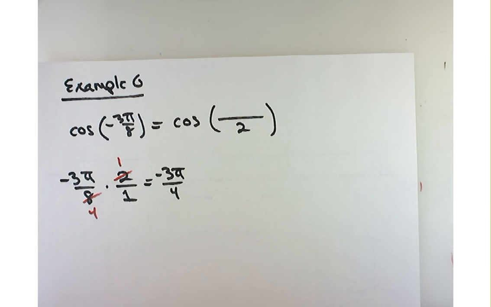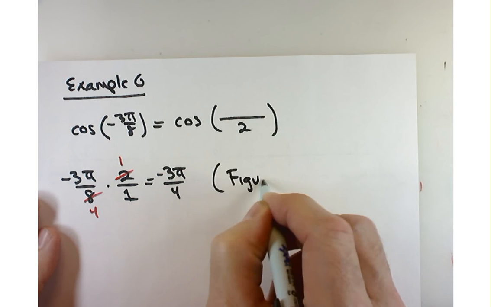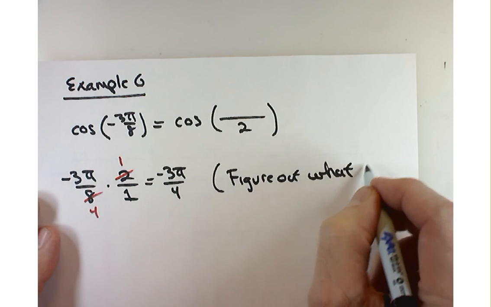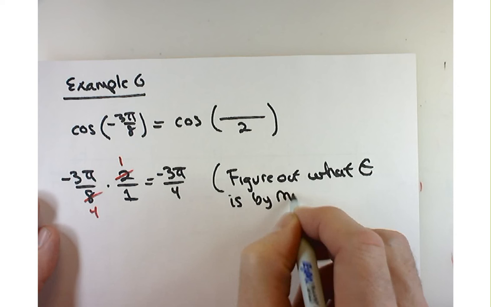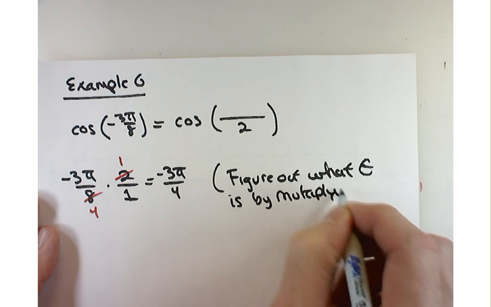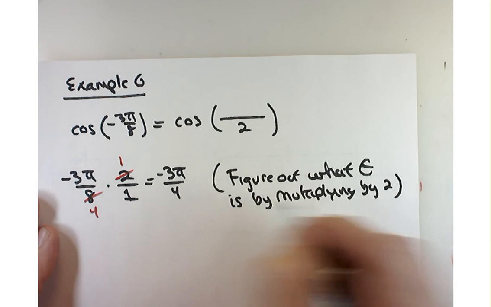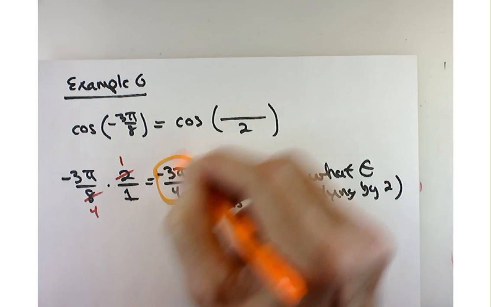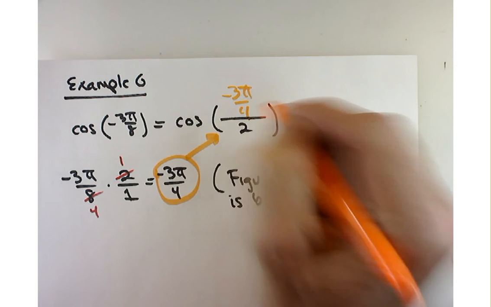So our first step, figure out what theta is by multiplying by 2. All right, so that gives us negative 3 pi over 4.